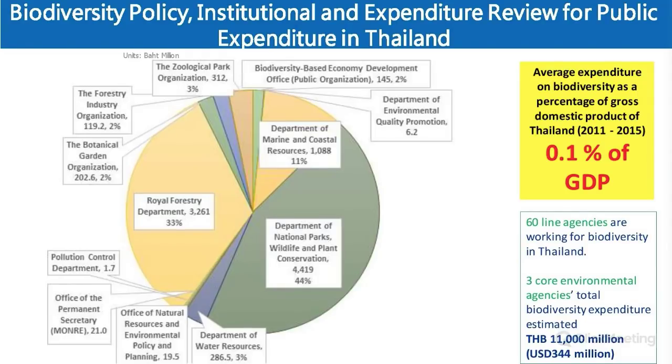And we continue to compare the expenditure with the overall public expenditure in Thailand and the GDP. In total, we can say that biodiversity expenditure for all agencies is estimated to be around 330 million, or 0.5% of the overall budget and 0.1% of the GDP.